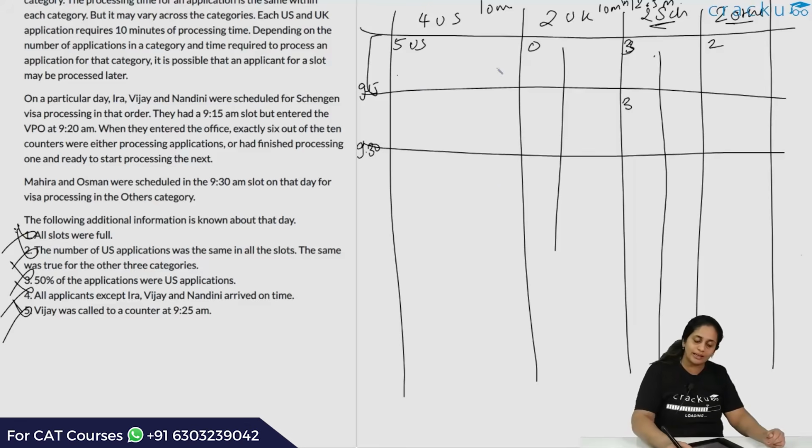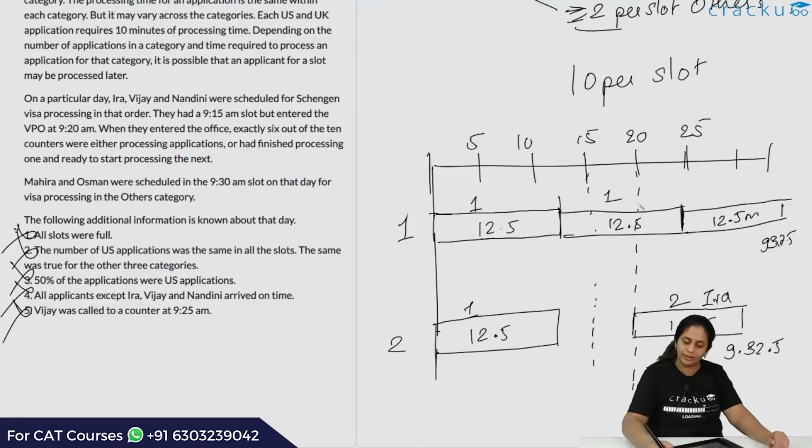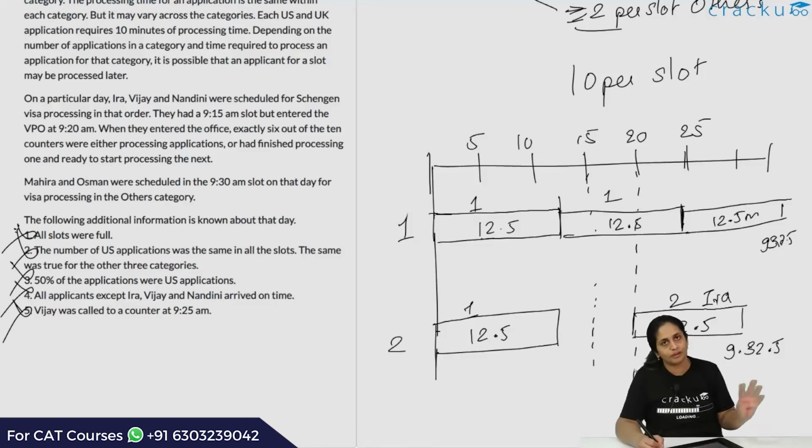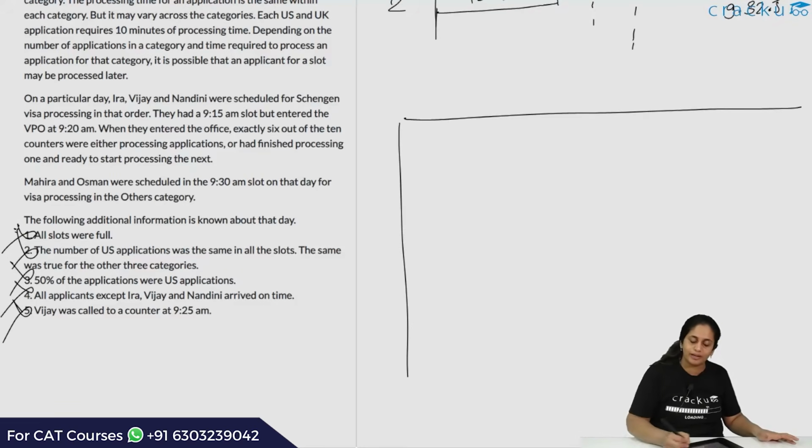I know that for the US counters, there are 5 applicants in each slot, so there will constantly be somebody they are working on. Similarly, over here also, when these guys come at 9:20, both Schengen counters are either working or ready to work, which means that these two Schengen counters are also part of the 6 which are working. 4 of the US counters will definitely be working. I can draw that out because over here you have 10 minutes per application and you have 4 counters, so suppose this is 10, 20, 30, 40, 50, 60, 70, 80, 90.